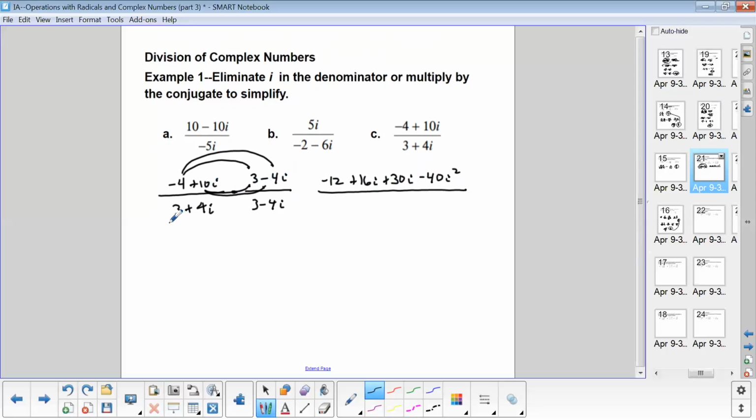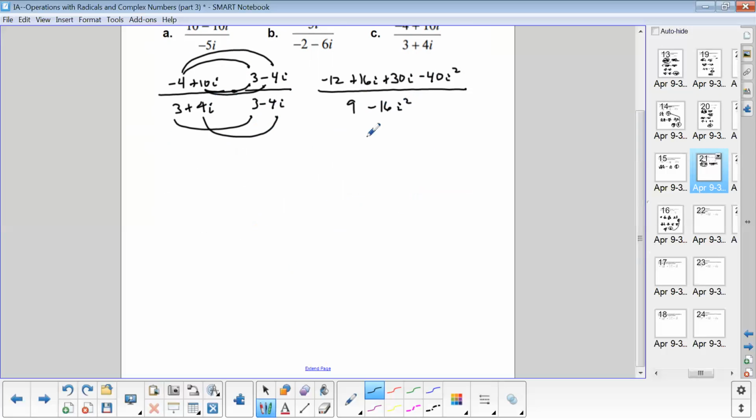So 3 times 3. Let's multiply the first terms to get 9. And let's multiply the last terms to get negative 16i squared. And what are we going to see happen again? We're going to get a positive value. Because when you're multiplying the two last terms in a conjugate, you're going to get negative something. Well, i squared is negative 1. So you're going to get negative 16 times a negative 1, or a positive 16. So you're going to get 9 plus 16 in the denominator.